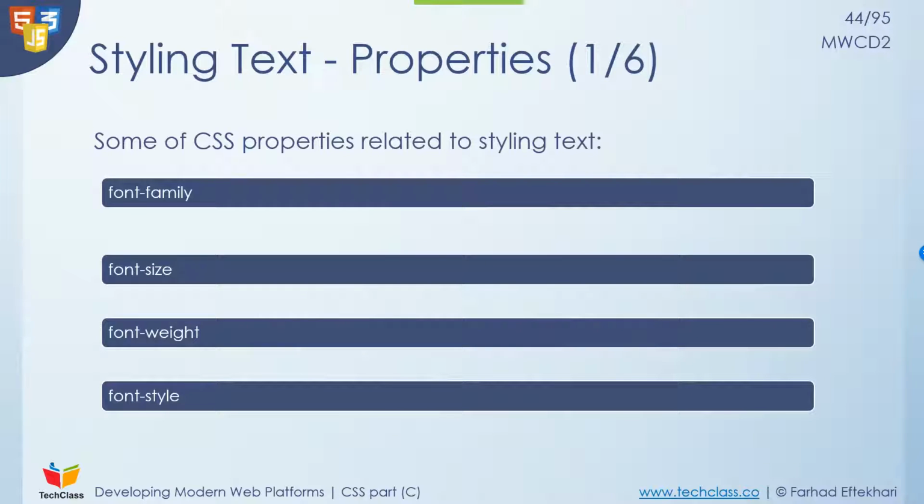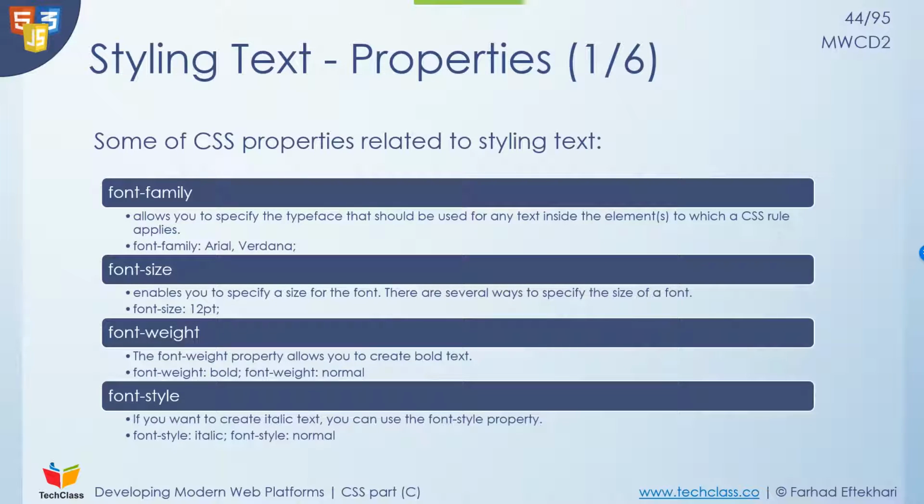All right, and then we have the topic of styling text and their related properties. So here are some of the CSS properties related to styling text. We have font family. You can assign a specific font to an element. Then we have font size. You can assign a size to that text. And then we have font weight for bold, normal, bolder, and these concepts.